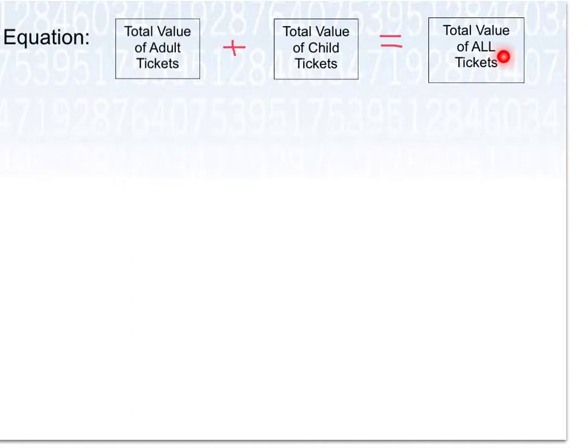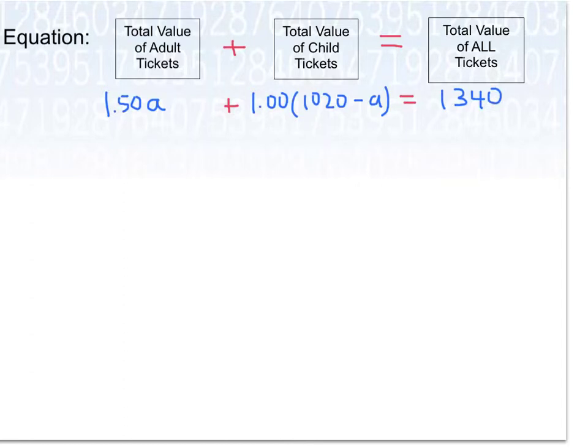So if we look at what we have in our column for total value, the total value of the adult tickets was $1.50 multiplied by A. And the total value of the child tickets would be $1 multiplied by 1,020 minus A. That is going to equal the total value of all tickets, and the word problem tells us that a total of 1,340 was collected. So the next thing we're going to do is solve this equation.